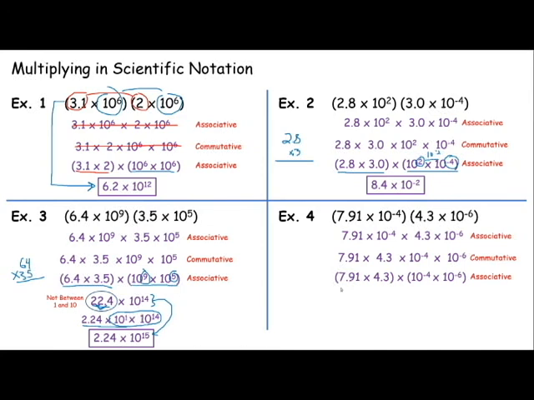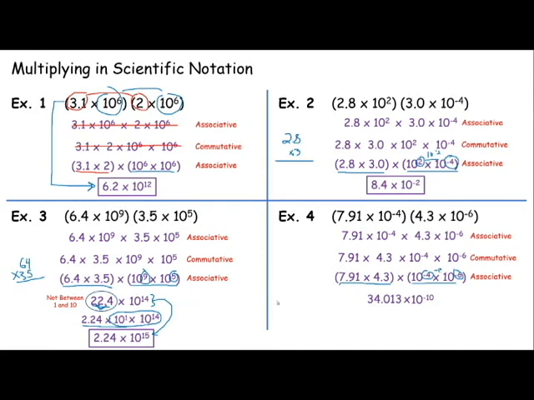Again, the calculation here, 7.91 times 4.3, I would not do that in my head. I would write that out and do it by hand or use a calculator. But over here, if I have 10 to the negative 4 and 10 to the negative 6, I know I have to add those together. So whatever this is going to be 10 to the negative 10th power. I believe it's 34.013. You can double check me on that. Times 10 to the negative 10th.